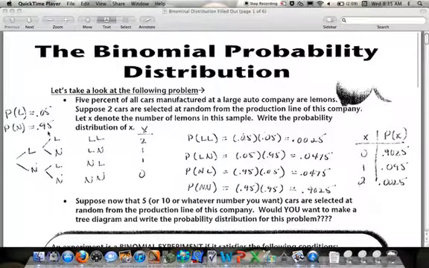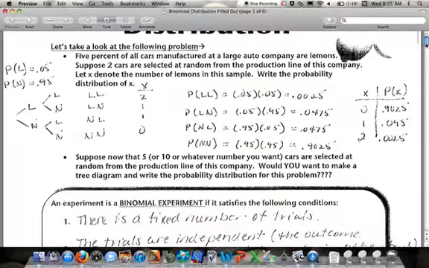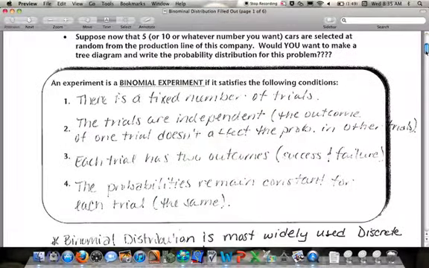Remember, it's not 50-50, so you have to go through and find the probabilities, and then you create that probability distribution. This scenario in which you have just two outcomes for each thing, so lemon or not, is called a binomial experiment. There's a fixed number of trials. In this case, we just had two cars. The trials are independent. So whatever the first car was, if it was a lemon or not, it didn't impact what the second car was. Each trial has two outcomes, so lemon or not, and the probabilities remain the same for each trial.